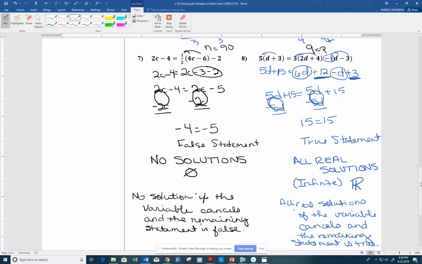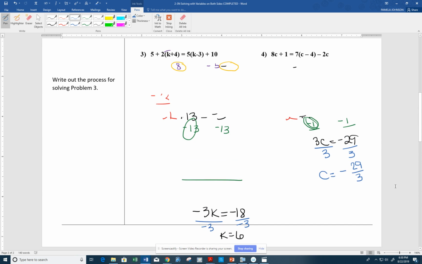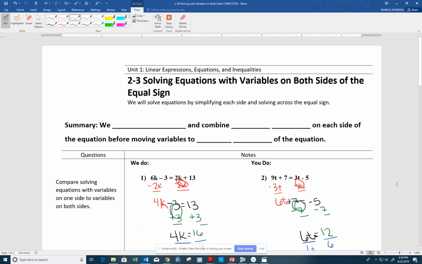Now I'm at the top of the notes here. We did skip that summary statement, so let's go back to that for a moment. On this summary statement, we will simplify and combine like terms on each side of the equation before moving variables to one side of the equation. Once we move those variables to one side and constants to the other, then we can do the last step of dividing our coefficients so we can actually solve.